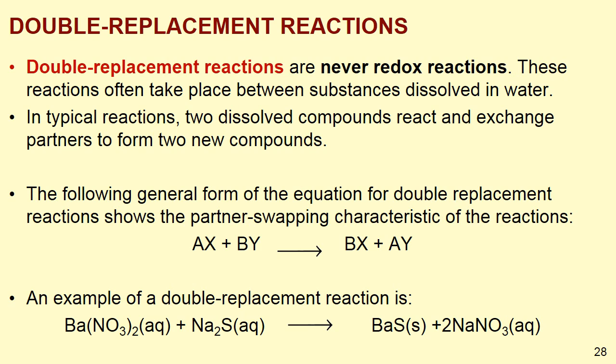You can see on the bottom an example of a double replacement reaction. If we take barium nitrate and sodium sulfide and react those together, the barium sulfide forms a precipitate. You can see the s there means solid, and then NaNO3. So you can see the Ba was with the NO3, and then in the products the Ba is with the S. In the reactants the Na was with the S, and in the products the Na was with the NO3. So it's sort of swapped partners.